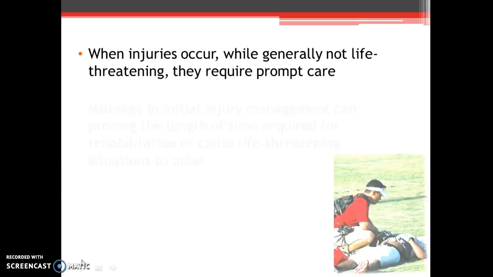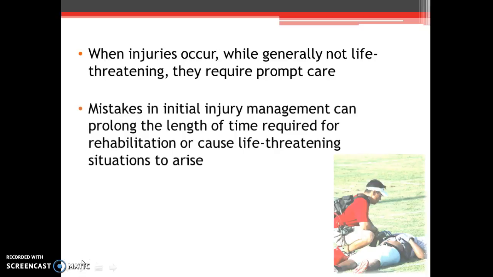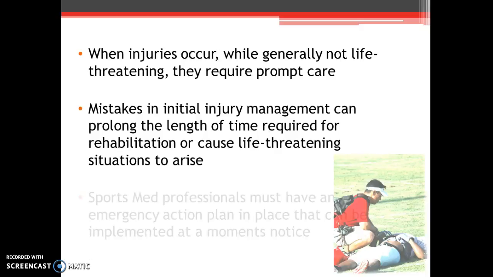First thing I wanted to cover was basically when injuries occur, while generally most of the time the injuries that we deal with in sports medicine are not life-threatening, but they do require prompt care. And some of the initial management of those injuries can prolong the length of time required. So if I mismanage an athlete on the field, that could obviously alter the way that I treat that athlete or the care that I'm able to give that athlete later on down the road.